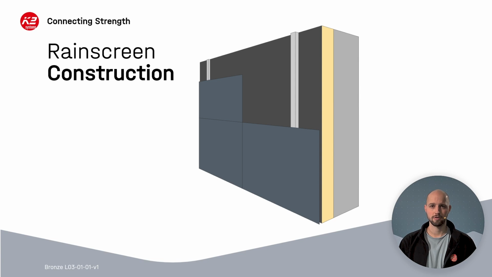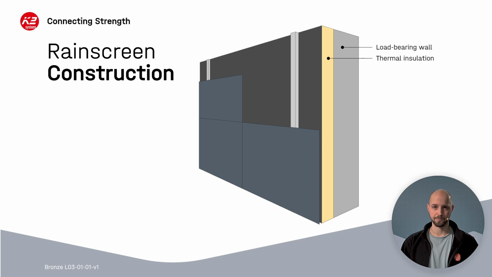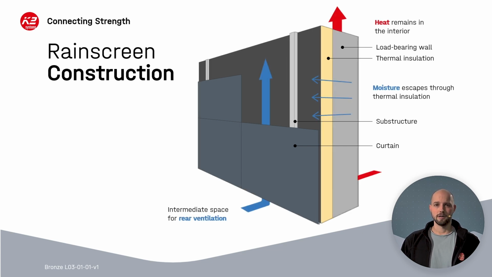Next up, we will have a closer look into the construction of a rain screen facade. We are starting with the load-bearing wall, on which you can usually find the thermal insulation. Then there will be a substructure holding the rain screen in place. And with this construction, the moisture can still be transported out of the walls and out of the insulation. The heat stays inside the building, and there is a ventilation between the insulation and the rain screen.